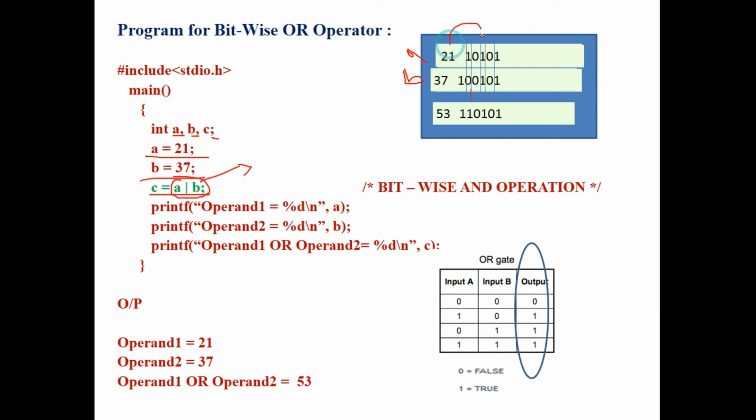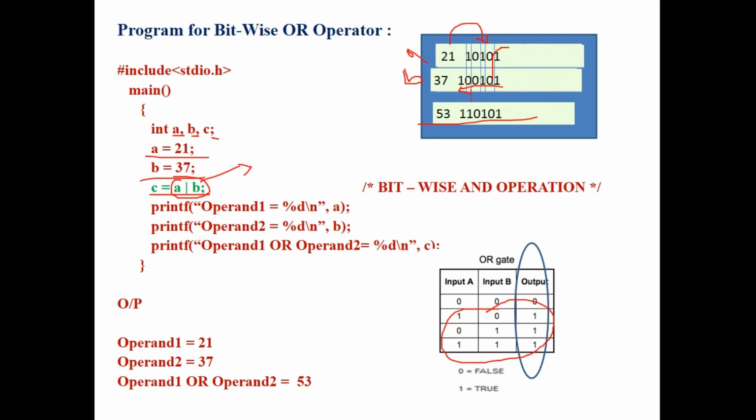So 21 will be converted into binary format, 37 will be converted into its binary format, and then bit by bit from right to left, or from LSB to MSB, we will check the corresponding bits of the two numbers against the operation, and depending on this you will get the output. The OR gate gives the output 1 when any one of the input values is 1.